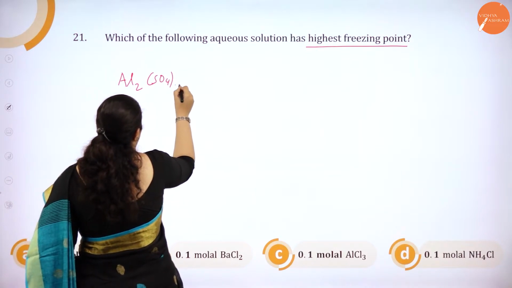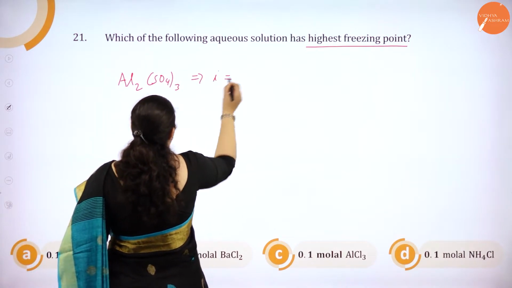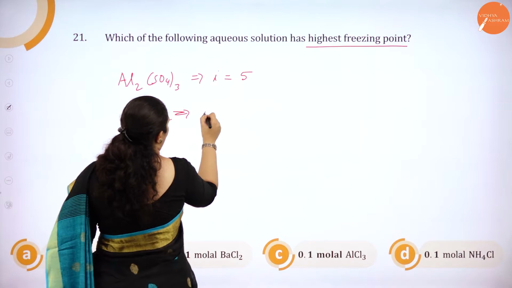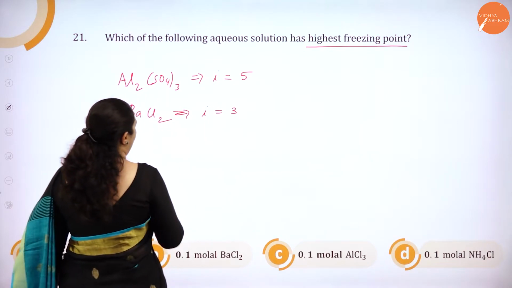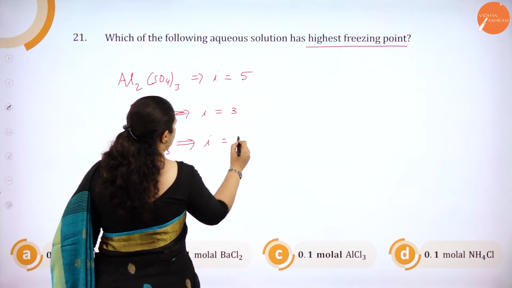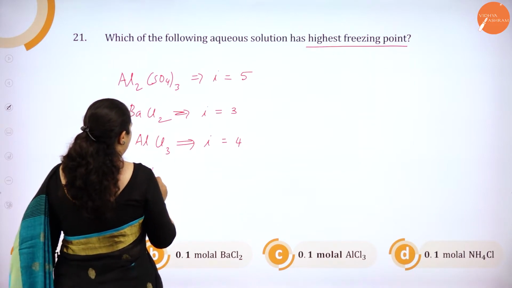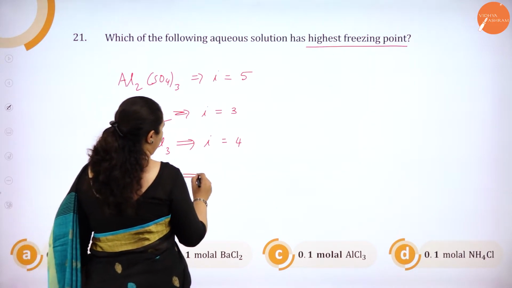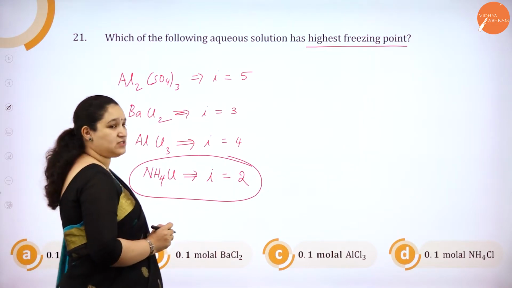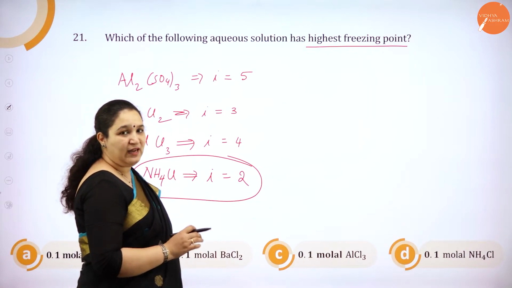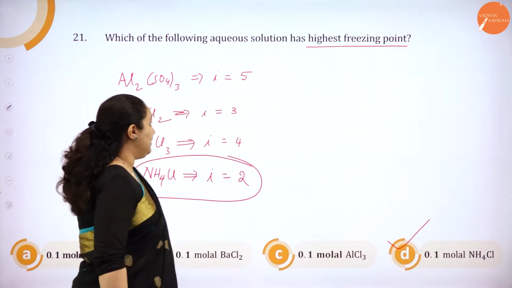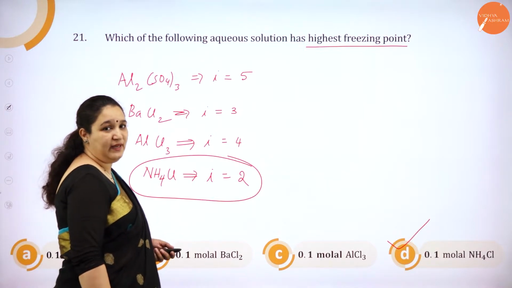First one, it is Al2(SO4)3. For this one, i value is 5. Next we have BaCl2, i value will be equal to 3. Then we have AlCl3. For this, i value is equal to 4, and we have NH4Cl, that is NH4 plus Cl minus, i is equal to 2. So we have i least for ammonium chloride, that means that will have the highest freezing point. Okay, so that is about question number 21.